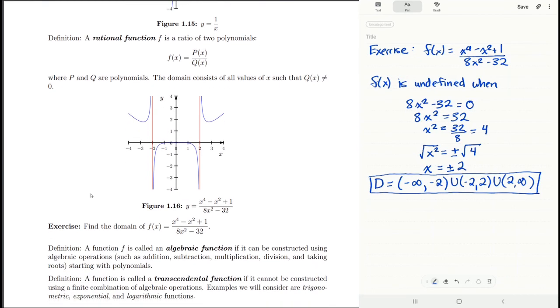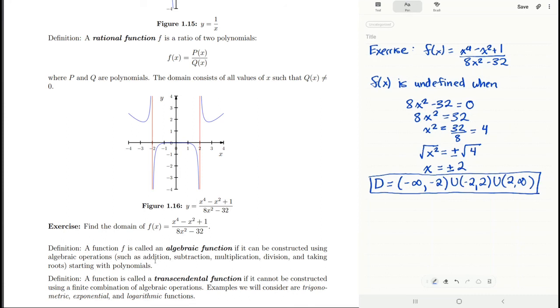So we have a few more definitions. A function f is called an algebraic function if it can be constructed using algebraic operations. These operations include addition, subtraction, multiplication, division, and taking roots, starting with polynomials. So all of the functions that we have defined so far are examples of algebraic functions, since these are functions which are constructed by using certain algebraic operations using polynomials.